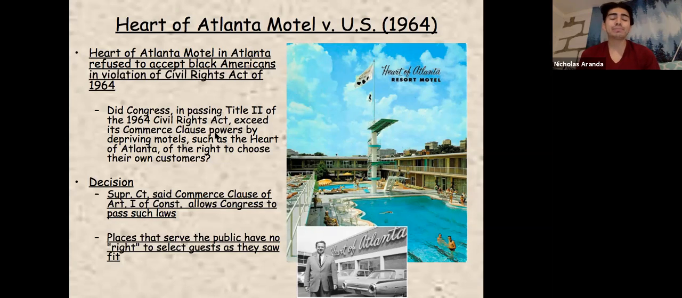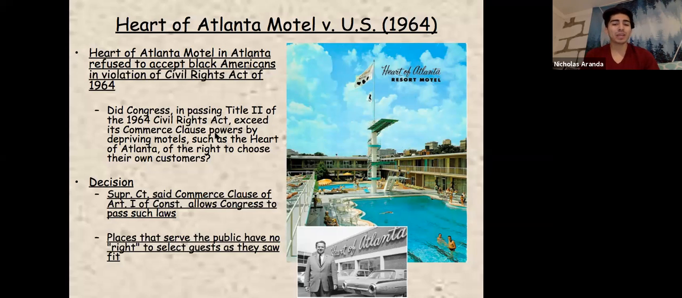The decision: the Supreme Court said that the Commerce Clause of Article 1 of the Constitution allows Congress to pass such laws that restrict the rights of certain companies. Places that serve the public have no right to select guests as they see fit. So oftentimes you'll see signs that say things like, we maintain a right to deny service to anybody. By and large, that's not true. It's not ever been true. It's historically not really very true for the majority of businesses. It's kind of true for some private businesses, especially parochial or religious businesses.